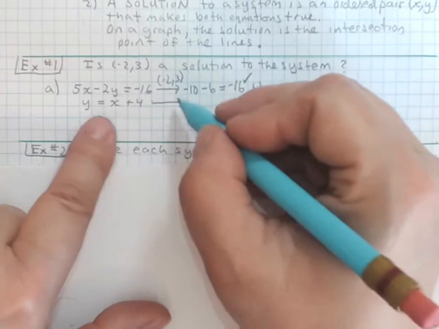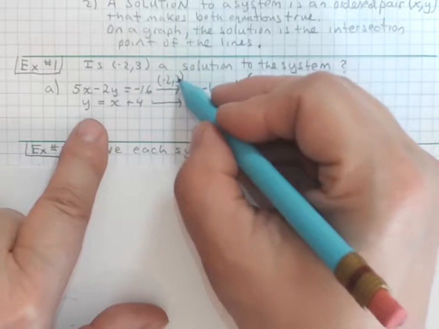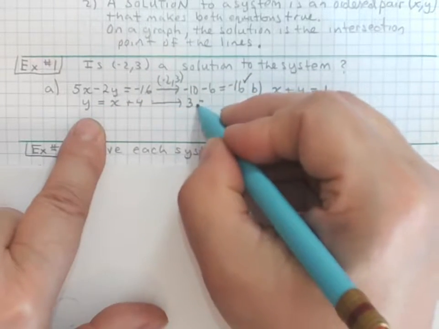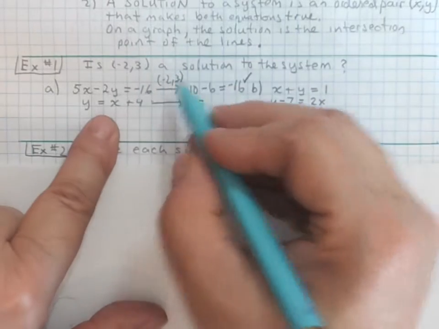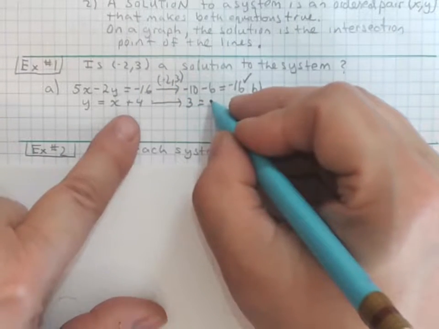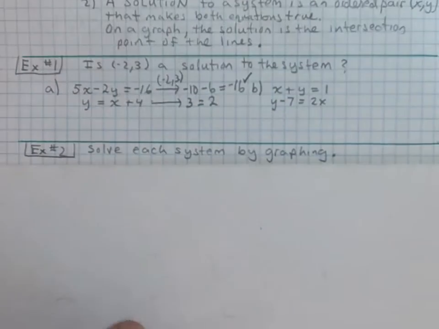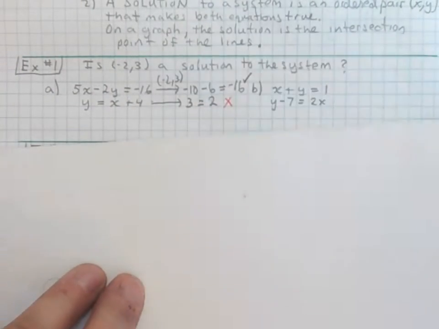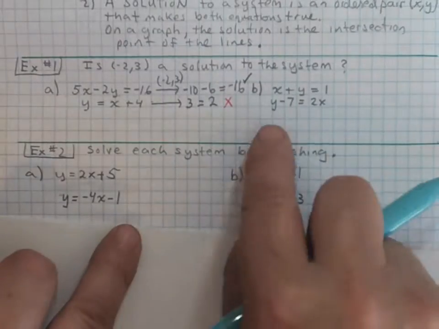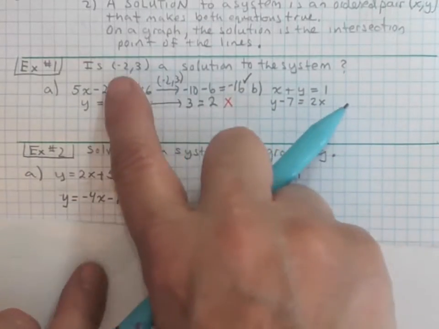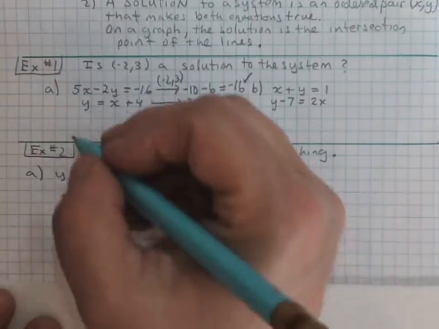Same thing. Make sure you put it in the right spot. 3 is a y coordinate, so 3 goes here. Is 3 equal to x plus 4, so -2 plus 4, which is 2? And 3 is not equal to 2, so that's a false statement. Therefore, one of them was right, one was wrong. You need them both to be right. So (-2, 3) is not a solution.